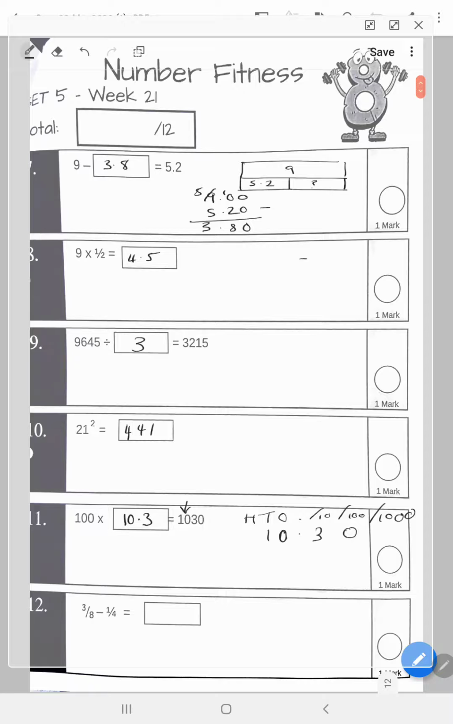There we go, done. 3/8 minus 1/4. Well, we know 1/4 can be made into 2/8 as an equivalent fraction, and then you can go ahead and subtract. 3/8 minus 2/8 is 1/8.